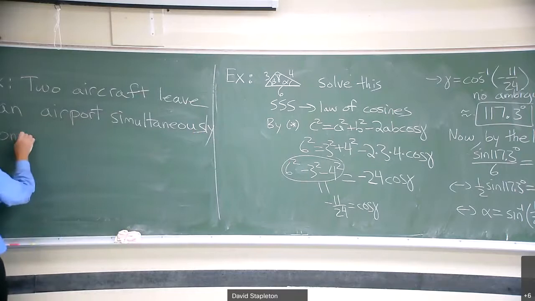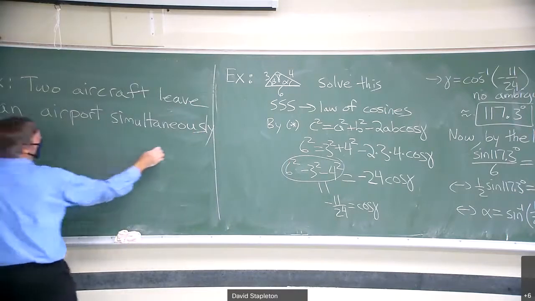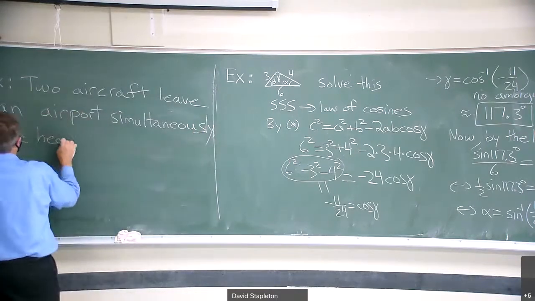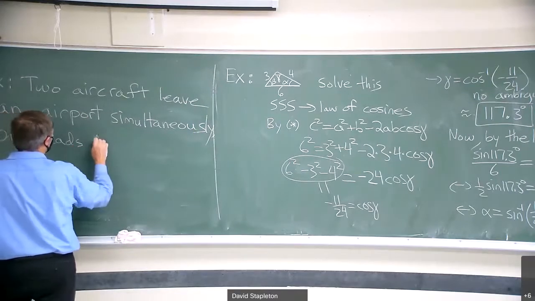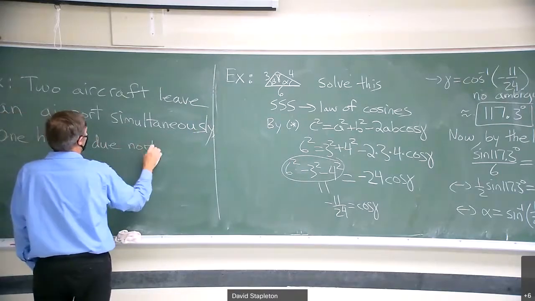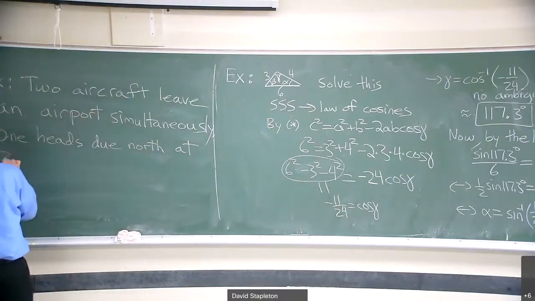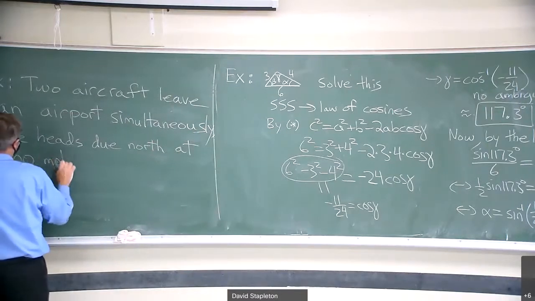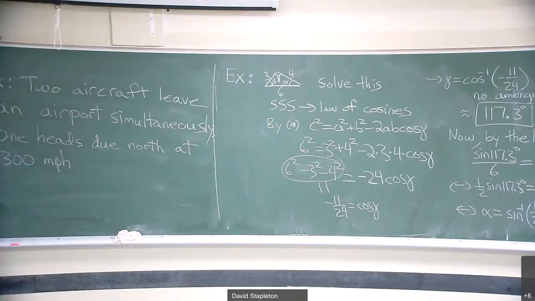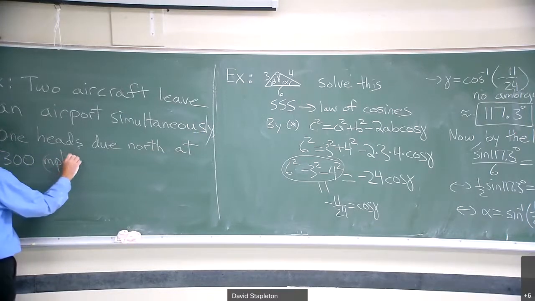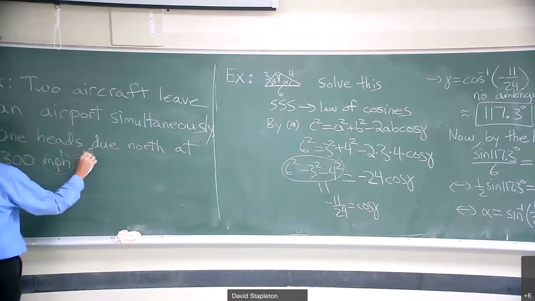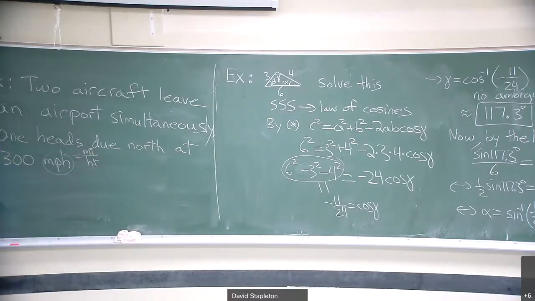Two aircraft leave an airport simultaneously. One heads due north at 300 miles per hour. I'm going to write MPH just to get you used to that notation. But what does MPH mean in units? It's miles per hour. You can also write this as miles divided by hours. So we're getting used to units in this class too. When you get out of here, you'll be able to read literature and so forth.